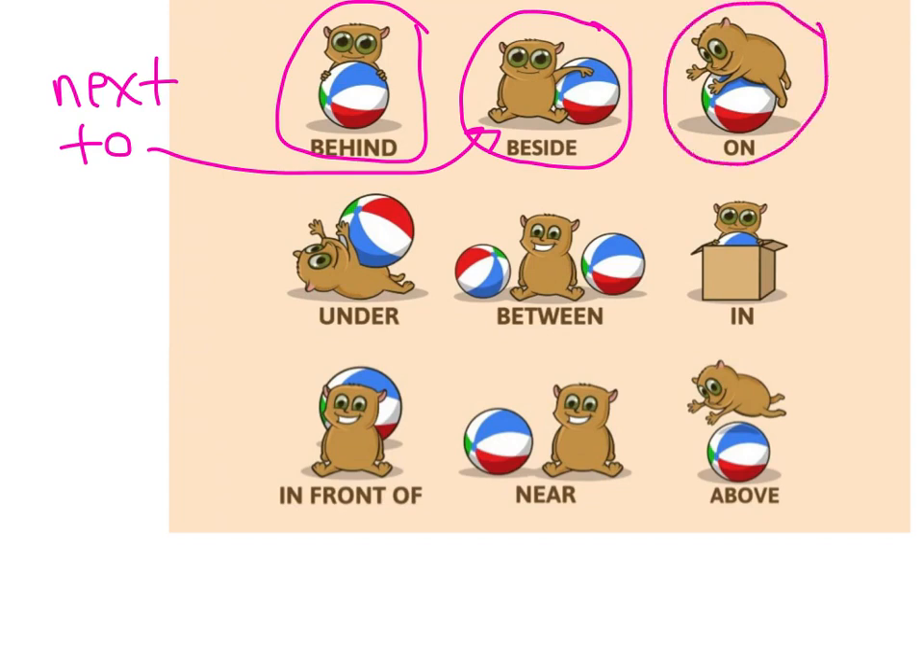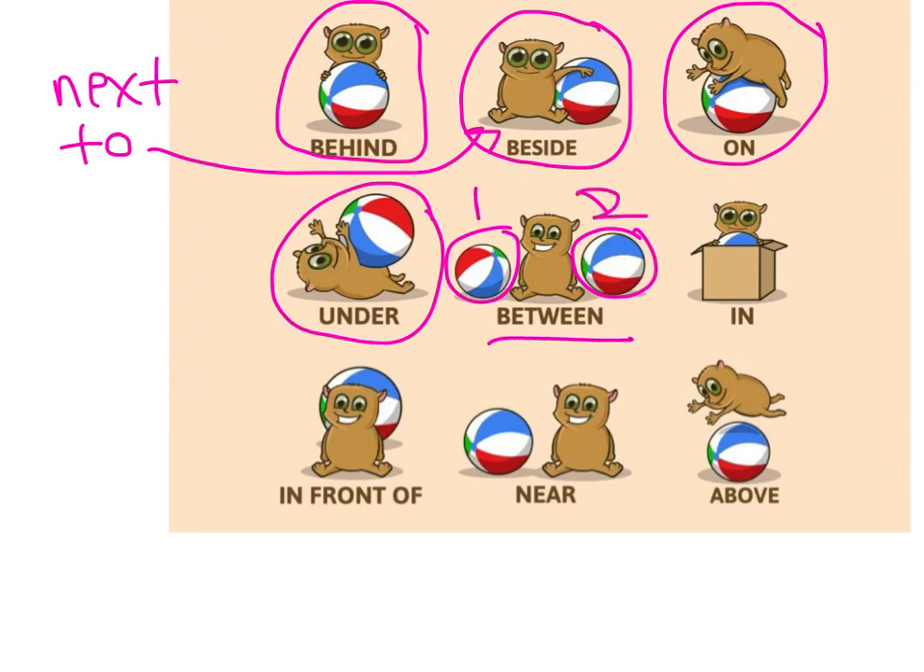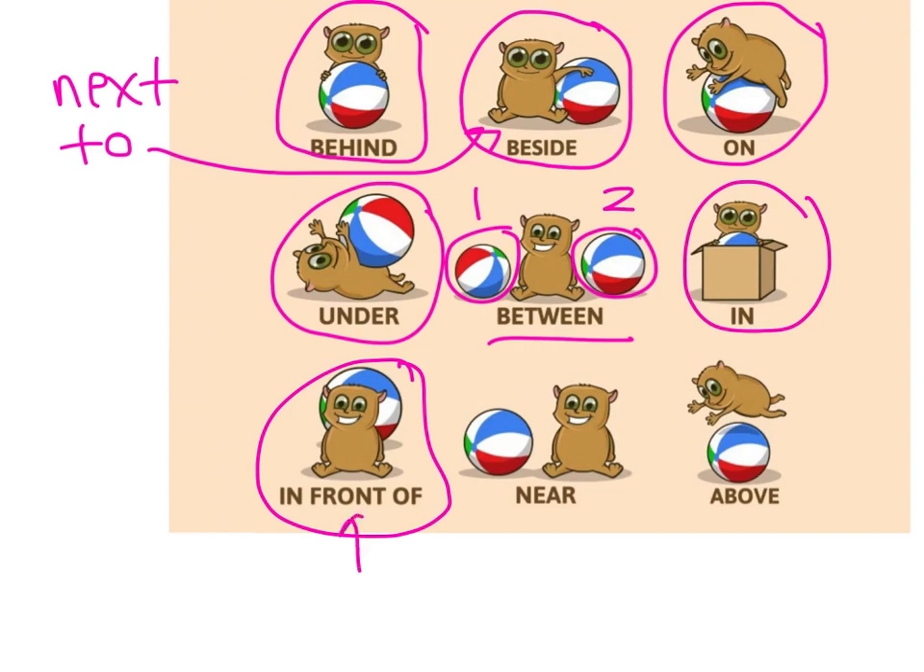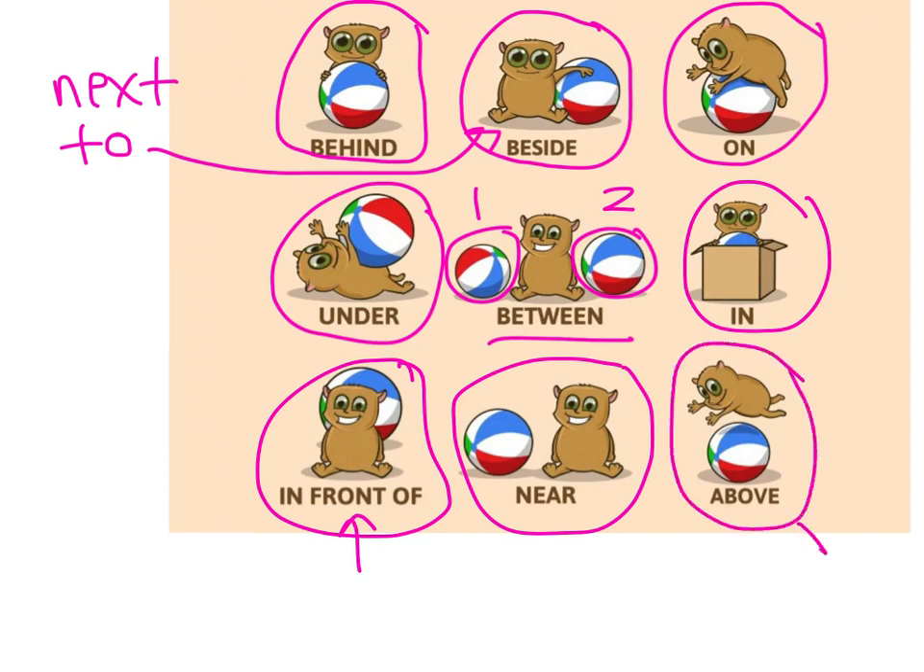Here he is on the ball. He is under the ball. He is between 2 balls. When we use the word between, we need to have 2 things. Here he is in the box. He is in front of the ball. This is a 3-word preposition. He is near the ball. He is above the ball. Another one that means above is over. He is over the ball.